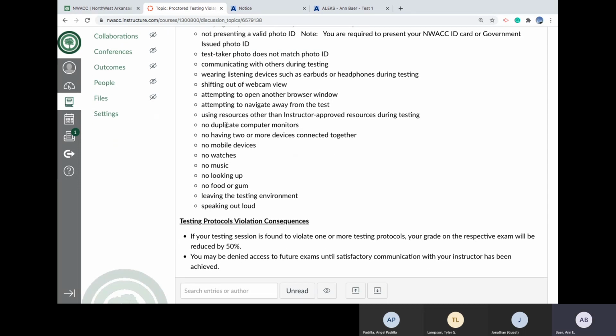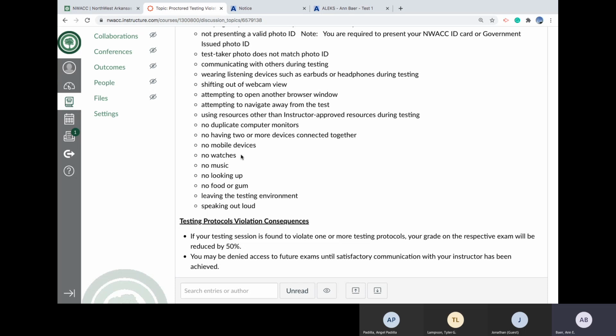And these have come up as more and more of us have done proctored testing as it goes on, and we keep adding to the list. So attempting to navigate, this is a violation, attempting to navigate from the test, using resources other than instructor approved. No duplicate computer monitors. I know I've been using my Windows computer to put up Disney Plus movies, and we've been using our TV as a monitor by just using the HDMI cable. It works great, but we cannot have that happen for a test.